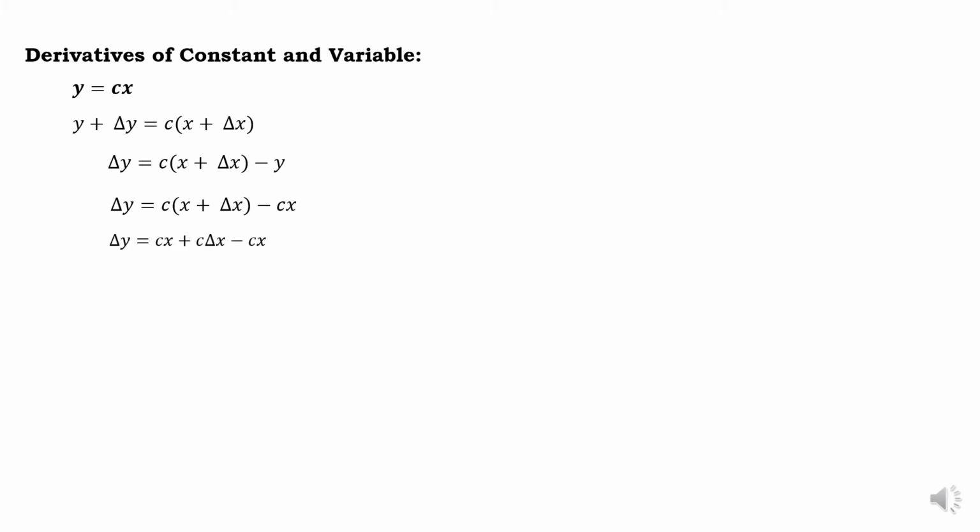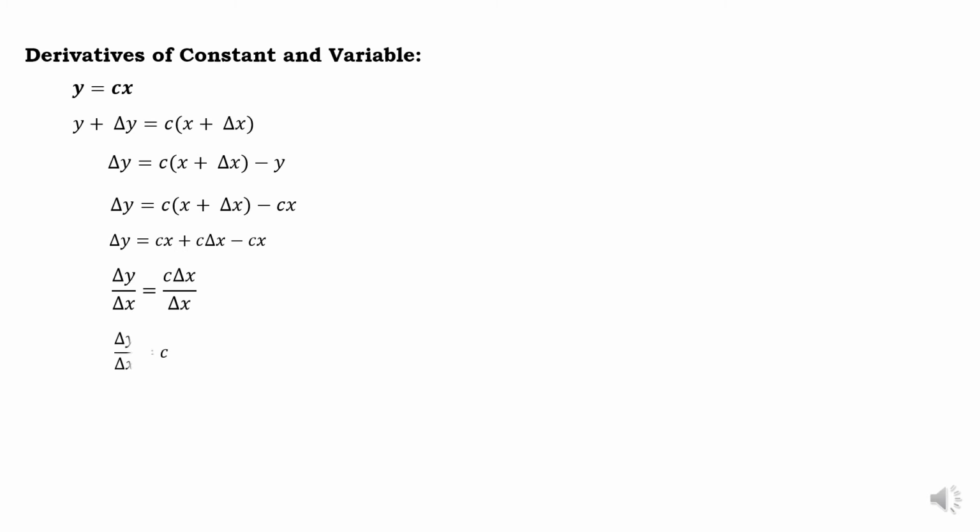Considering the equation y is equal to cx. Just replace y with y plus increment of y and x with x plus increment of x. To solve for the value of increment of y, just transpose y to the right side of the equation and it becomes negative. And substitute the value of y which is equal to cx. Then combine similar terms, then divide the entire equation by change in x.